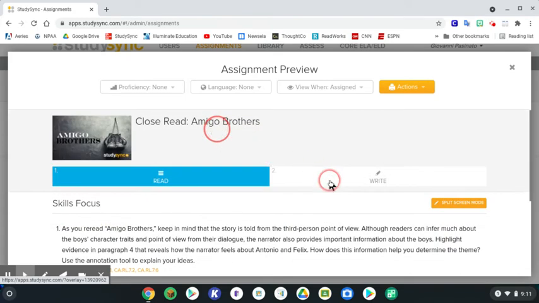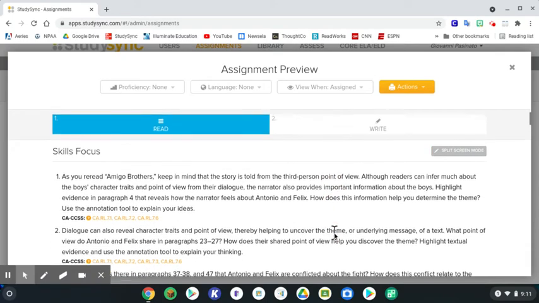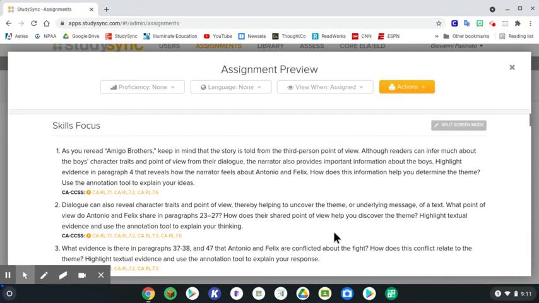So, question 1: as you reread Amigo Brothers, keep in mind that the story is told from the third person point of view. Although readers can infer much about the boys' character traits and point of view from their dialogue, the narrator also provides important information about the boys. Highlight evidence in paragraph 4 that reveals how the narrator feels about Antonio and Felix. How does this information help you determine the theme? Use the annotation tool to explain your ideas.